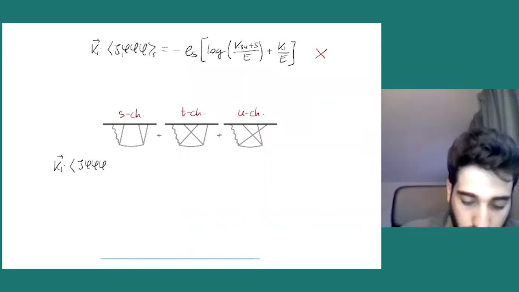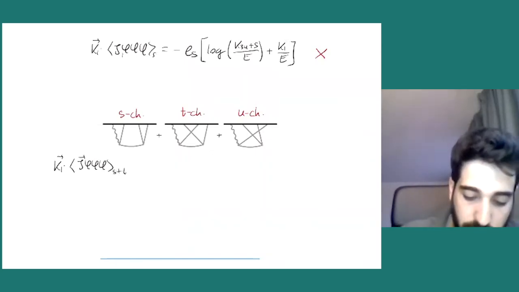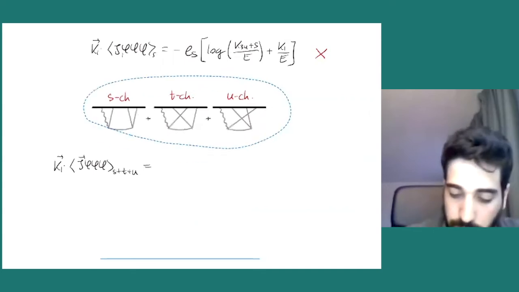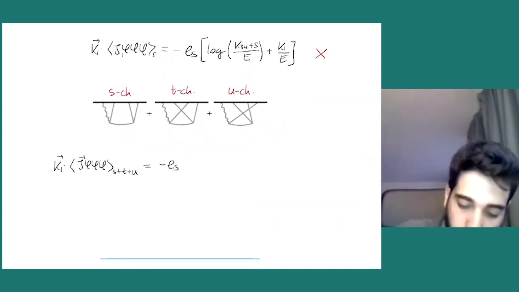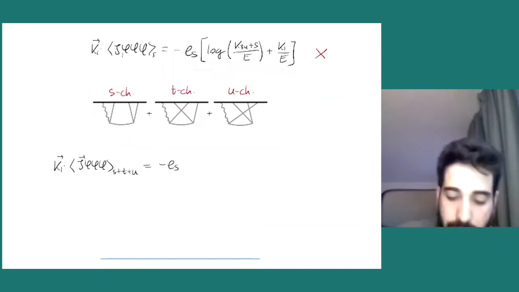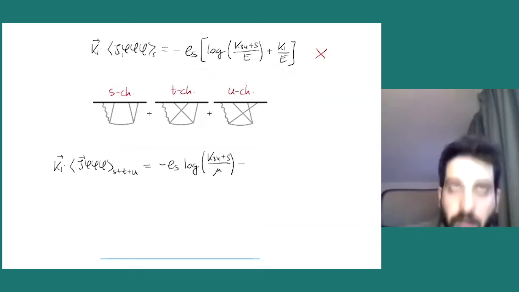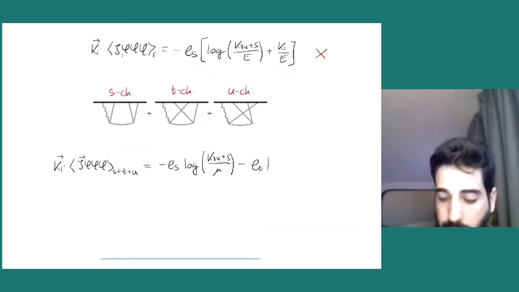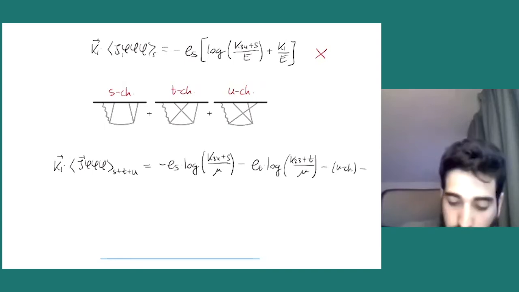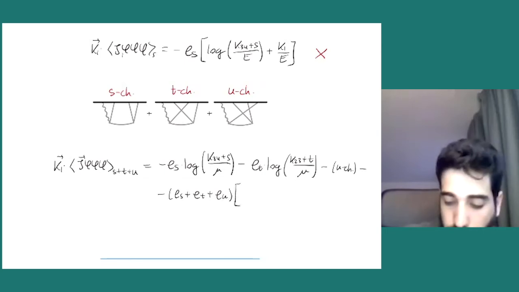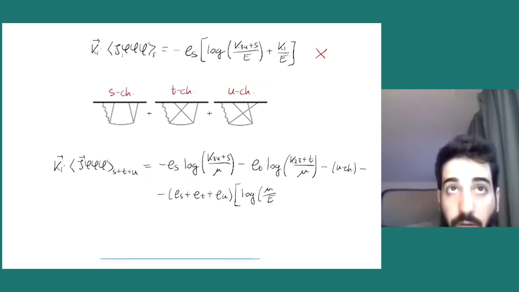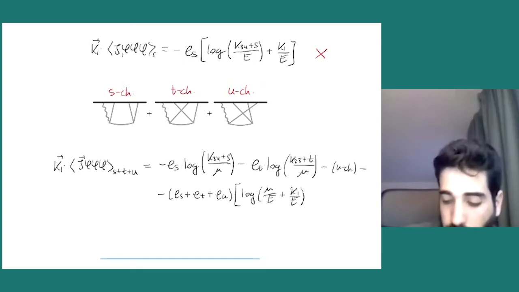So the result of doing that, S plus T plus U, so all of the three channels. The result is now going to be this thing that we had already here on the S channel, minus this thing on the T channel, minus same thing for the U channel, minus this. Okay.